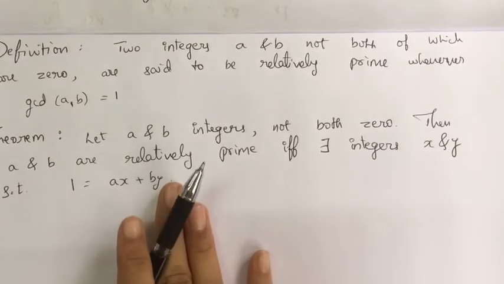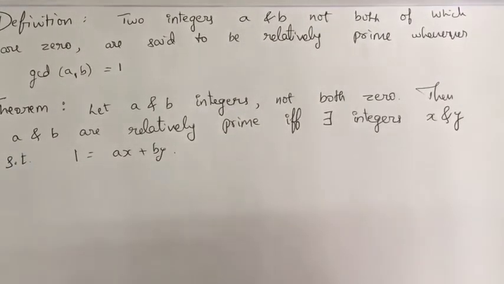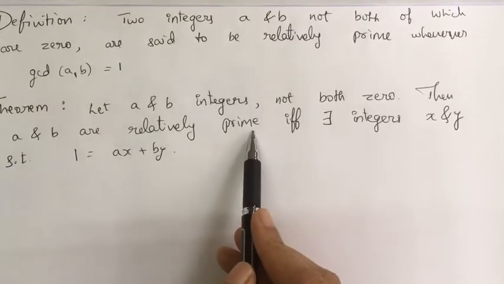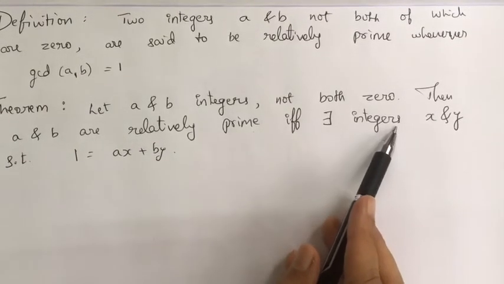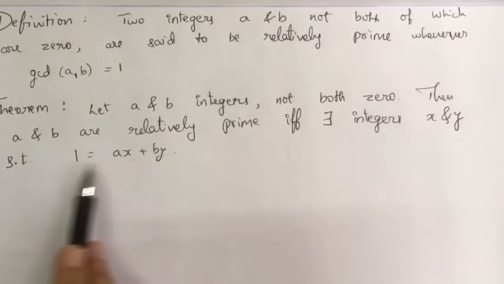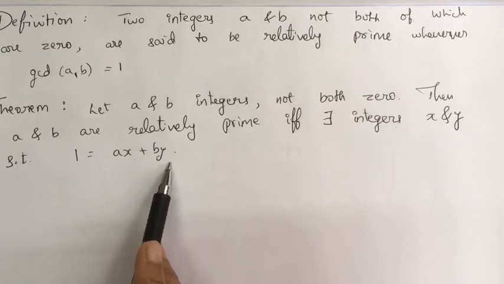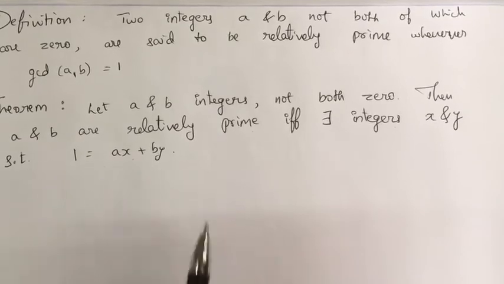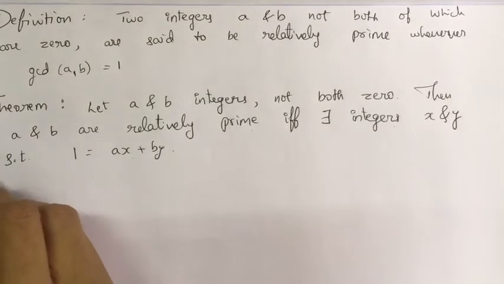A and B are integers and not both of them are 0. Then these two integers are relatively prime if and only if there exist some integers X and Y in such a way that 1 equal to AX plus BY. We'll prove this. Let us take the first part.